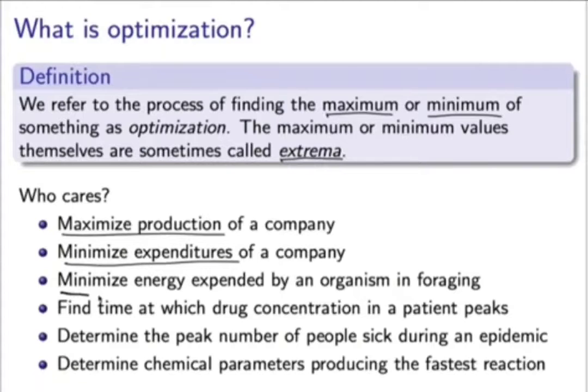So we have here applications that show how important optimization is. It is used to maximize production of a company, minimize expenditures of the company, minimize energy expended by an organism in foraging, find the time at which drug concentration in a patient peaks, determine the peak number of people sick during an epidemic, and lastly, determine chemical parameters producing the fastest reaction.